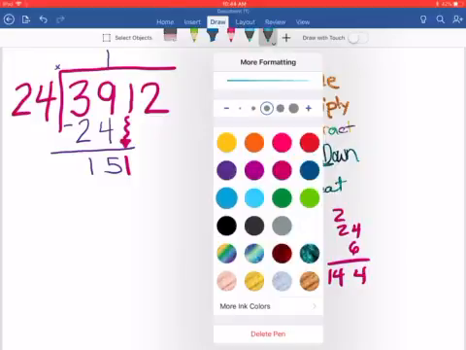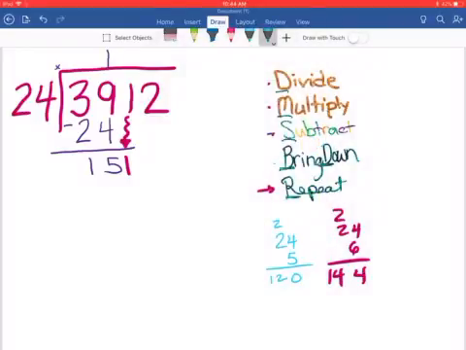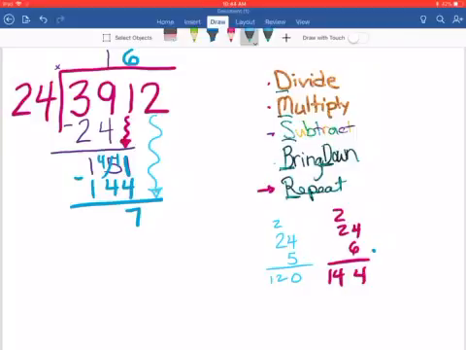So I am going to put my 6 over the top of my 1 because I'm dividing by 151. And 6 times 24 is 144. So I'm going to subtract over here. That gives me 7. I need to bring down my 2.